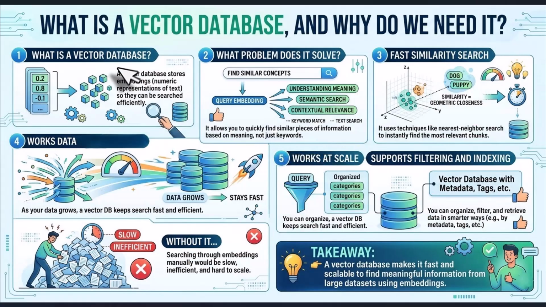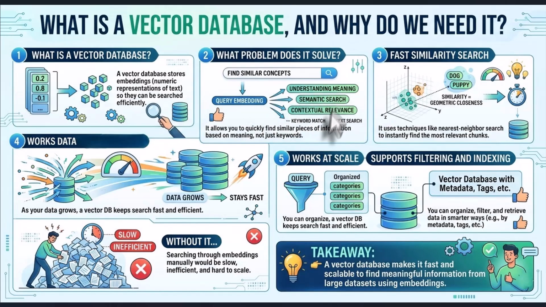Let's learn what a vector database is and why we need it. A vector database stores embeddings, that is numeric representations of text, so they can be searched efficiently. And what problem does a vector database solve? A vector database allows you to quickly find similar pieces of information based on meaning, not just keywords.